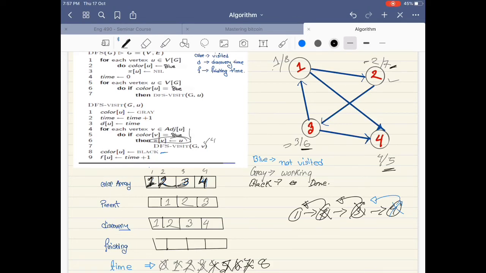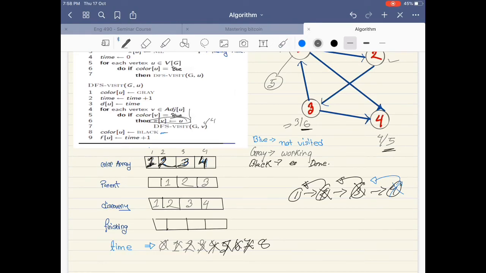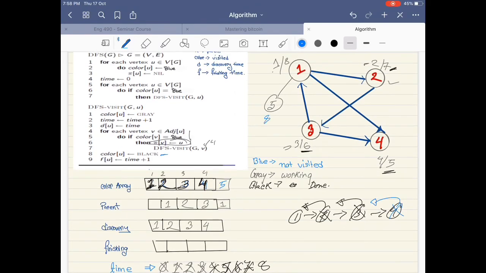Now if we had another node, let's say we have 5 here. So what would happen is that when checking for 2, we are all done, and we are all done with 4. We're gonna go back. We see there's another node, right, which is 5. So we put the parent of 5 as 1, and let's say 5 was blue, and the discovery time for 5 is time plus 1, so this is going to be 8. And now we are gonna go back to the whole method again and do all the process.